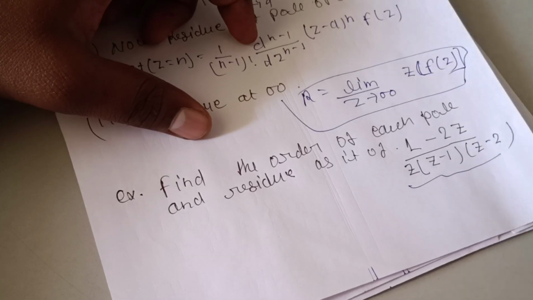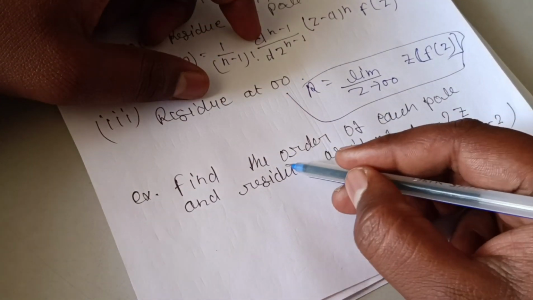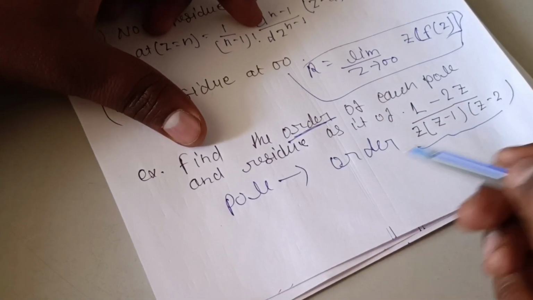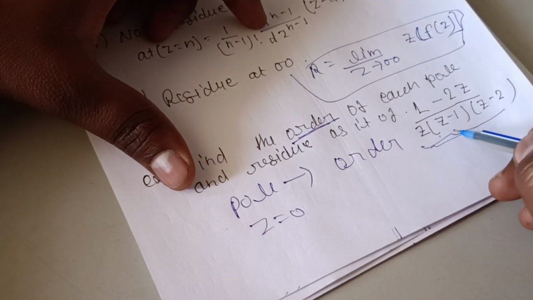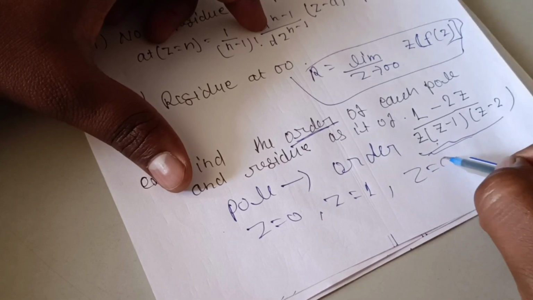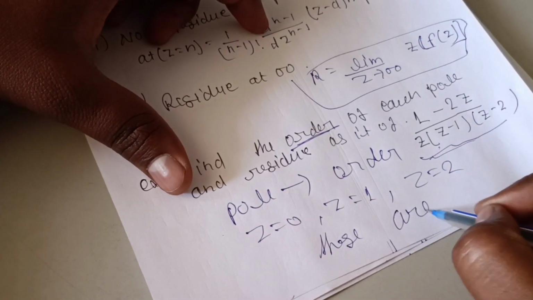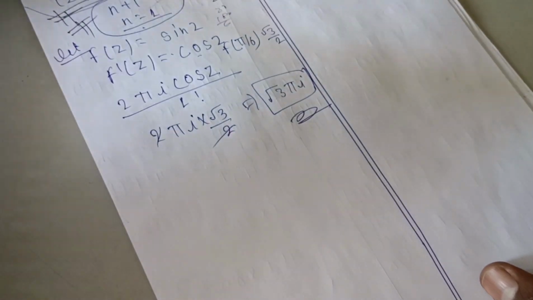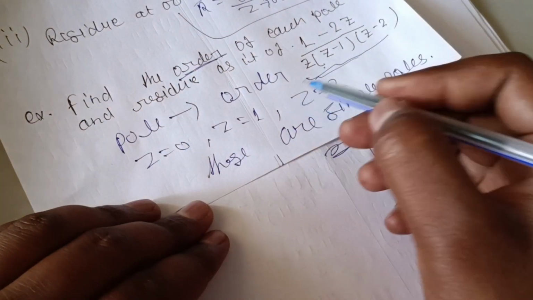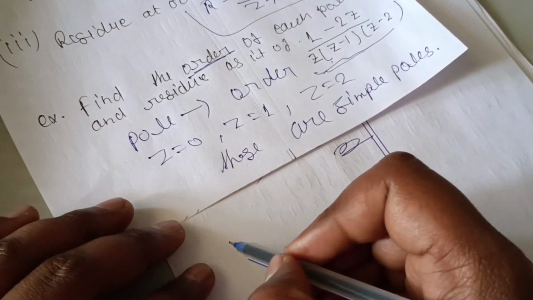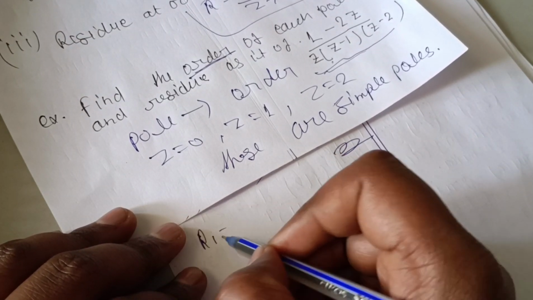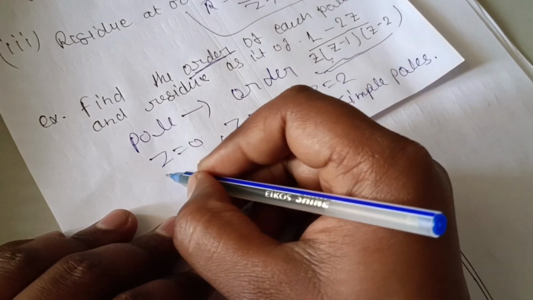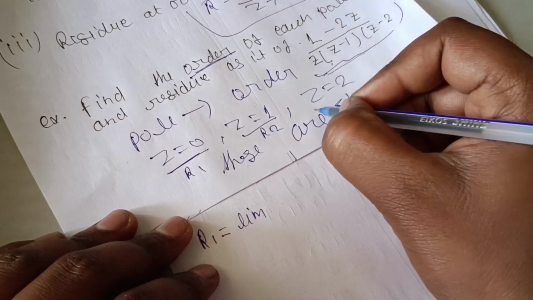So here as we can see, this is given. So now first of all we have to find the poles, then after that we can find the order. Here we can see that the poles are z is equal to 0, z is equal to 1 and z is equal to 2. So these are simple poles. Now what we have to find is the residue at each. So for r1 we put the limit, this is r1, this is r2, and this will be r3.